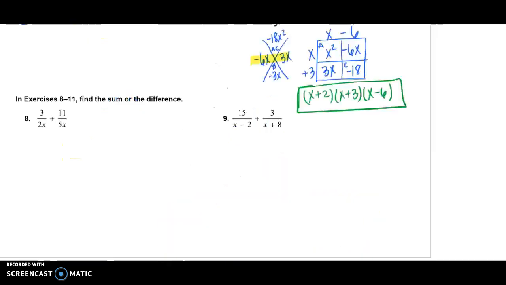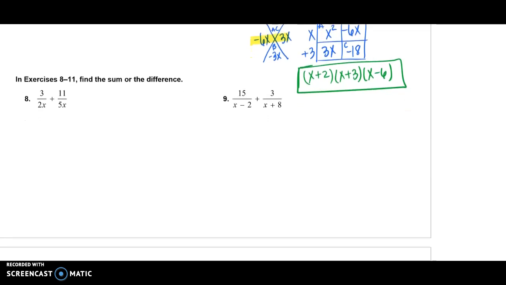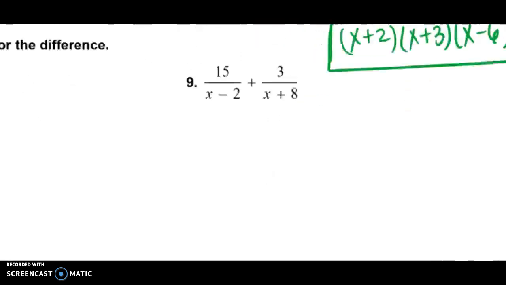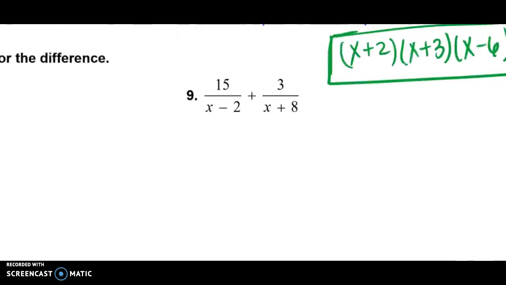Now we're moving on to 8 through 11. It says find the sum or difference. I'm doing number 9 and 11 with you. Okay, first we need to notice that they do not have a common denominator. So that means that we can't just go ahead and add or subtract straight across. We need to get both of them to have a common denominator.